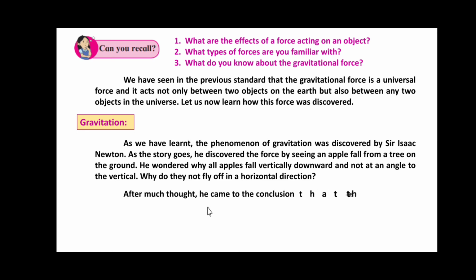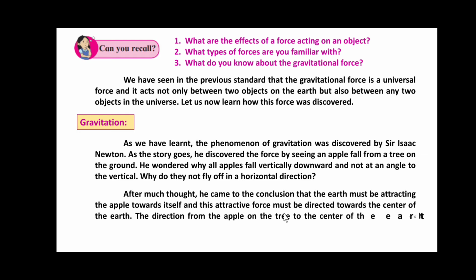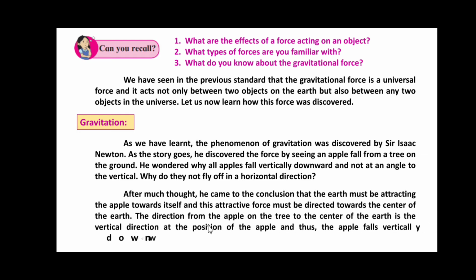So after much thought, he came to the conclusion that the earth must be attracting the apple towards itself, and this attractive force must be directed towards the center of the earth. So the direction from the apple on the tree to the center of the earth is the vertical direction at the position of the apple, and thus the apple falls vertically downwards.